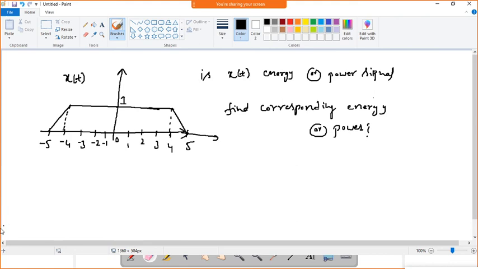If it is a power signal, it will be spread over infinity, and if it is periodic, then we can call it a power signal. Okay, so now this is the energy signal. The energy is bounded between 0 and infinity. Now we need to find the corresponding energy of this signal.